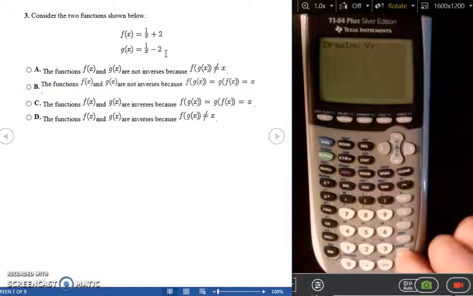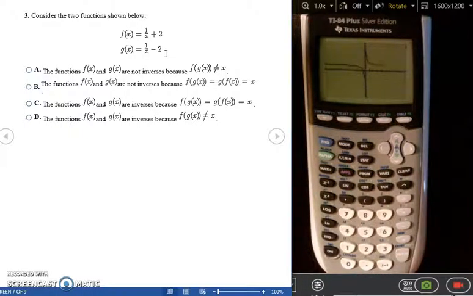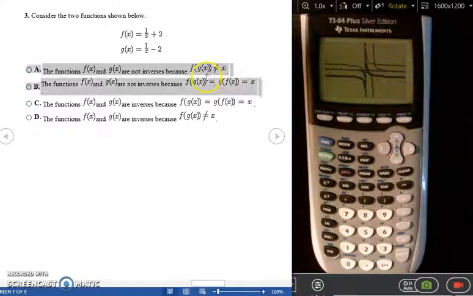or press enter. And there's my first one. There's my second one, g of x. And there is my inverse. So you can see I had 3 different graphs drawn. And the second 2 were not exactly on top of each other. So these are going to be not inverses because of this, f of g of x does not equal x.